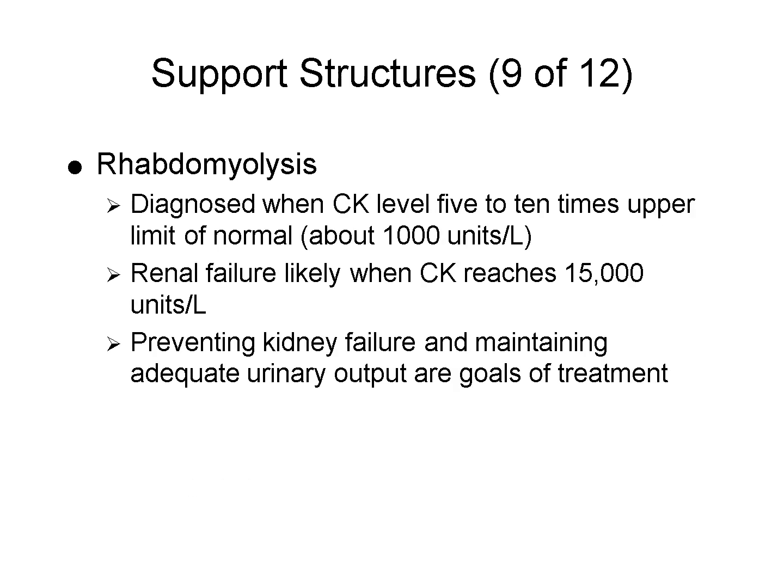Rhabdomyolysis is diagnosed when creatine kinase (CK) levels are elevated, usually 5 to 10 times the normal limit. Kidney failure becomes likely when CK levels exceed 15,000 units/L. The main goals of treatment are to maintain urine output and prevent electrolyte imbalances. Early recognition can prevent life-threatening complications.